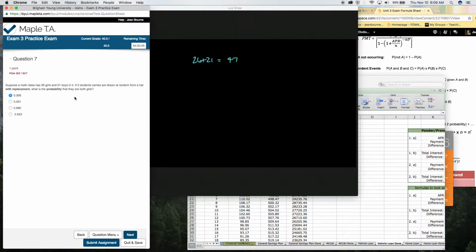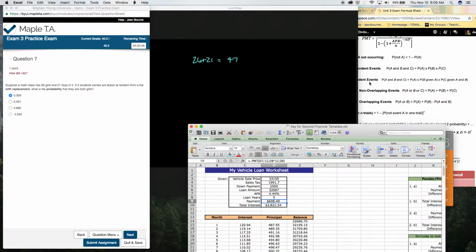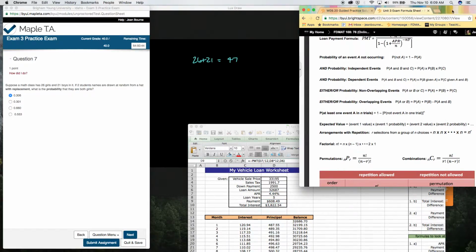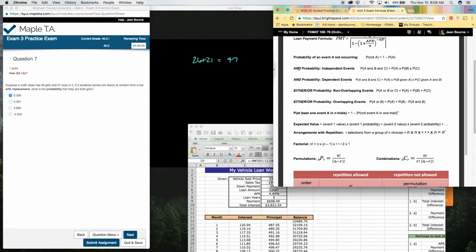If 2 students' names are drawn at random from a hat with replacement. Okay, so this is the thing we're going to be looking at. This is an and problem because we want to know if it's going to be a girl and then a girl.